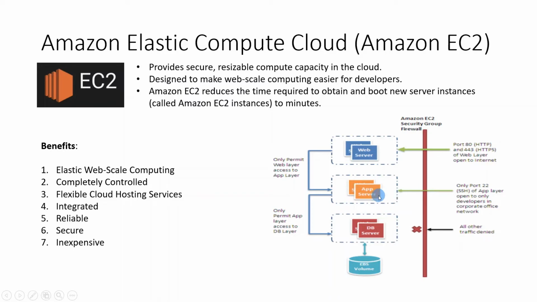Now for the app server, let's say you want to troubleshoot some issue and the developers want to SSH into the EC2 instance to check what's going wrong. In that case, you can open up only port 22 of the app layer to the developers so that they can SSH into it and check the diagnostic logs and stuff. Now, ideally for the DB server, you don't want anyone to directly log in to the DB server and do some queries. So you can prevent such access using the security group firewall.